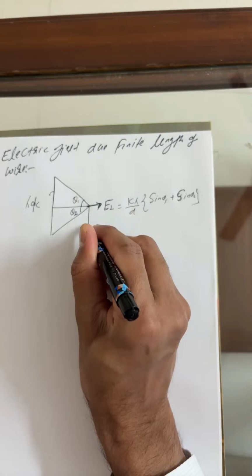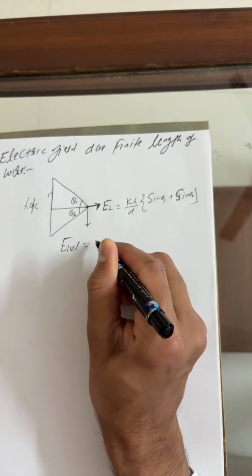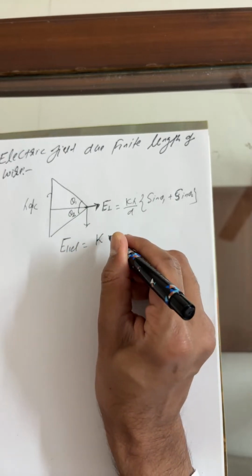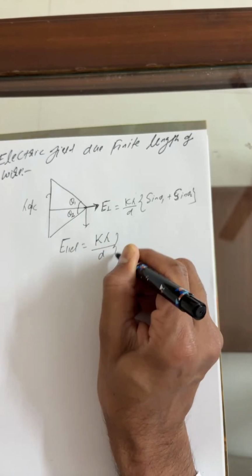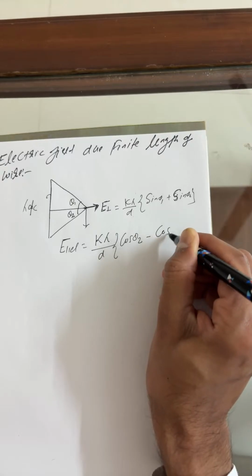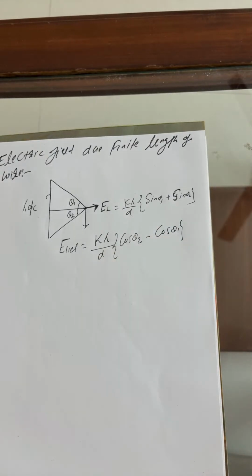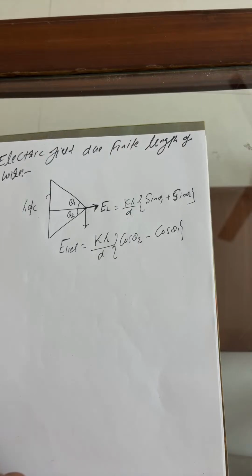There is one more formula: E parallel equals k lambda by D into (cos theta 2 minus cos theta 1). Yes, Anurag Dubey, for an infinitely large wire it is 2k lambda by D. Correct.